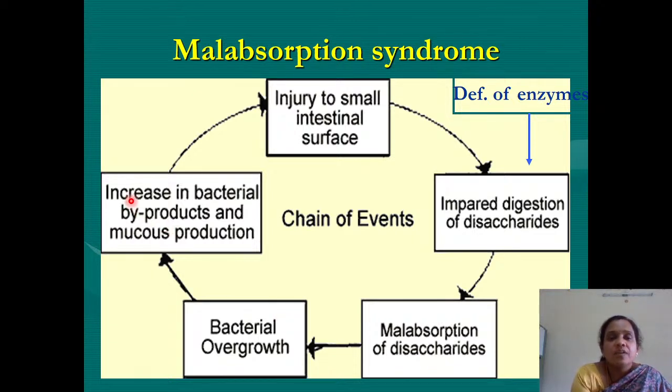And as a result of that, there will be an increase in bacterial byproducts and mucus production that will lead to injury to the small intestinal cell wall. So the chain of events occurs like that, and if this is not treated properly or immediate action is not taken, it will lead to serious situations.